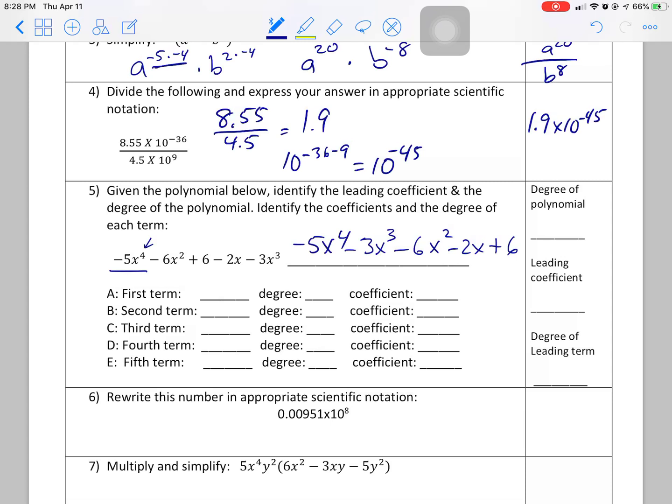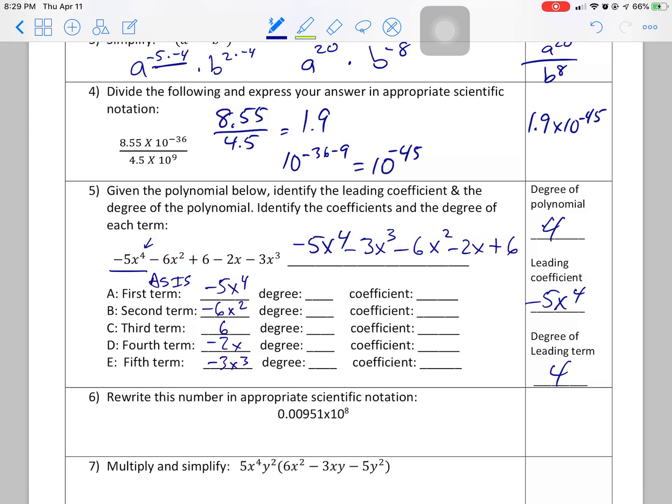That would be if it was in order. Okay. So the degree of the polynomial would be 4th degree. The leading coefficient would be that. And the degree of the leading term would be that. But the rest of it is as is. So negative 5x4, negative 3x3, negative 6x2, negative 2x, 6. If you're unclear what it's asking on the test, just let me know. It's some sort of combination of this, okay?